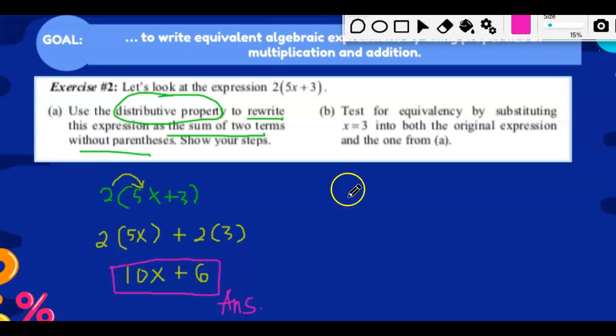All right? So here, what is the distributive property? Can anybody tell me what the distributive property is, other than me telling you, if you still remember?